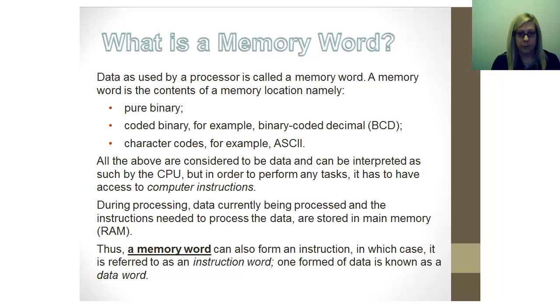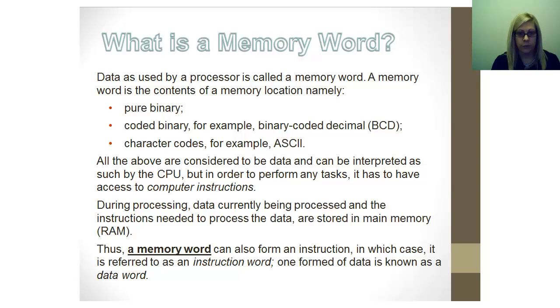In order to complete processes, the processor uses data called a memory word. A memory word is the contents of a memory location, namely pure binary, coded binary, for example binary coded decimal, and character codes, for example ASCII. All of the above are considered to be data and can be interpreted as such by the CPU.